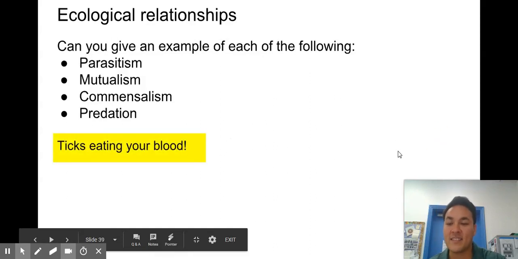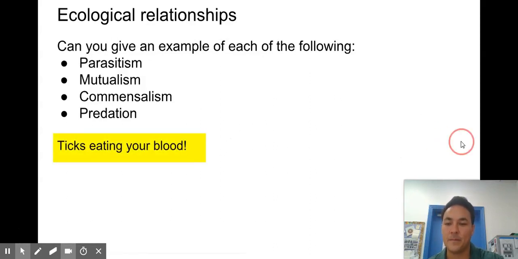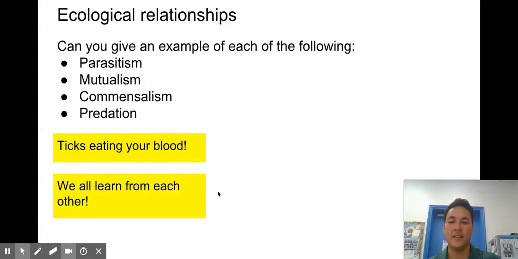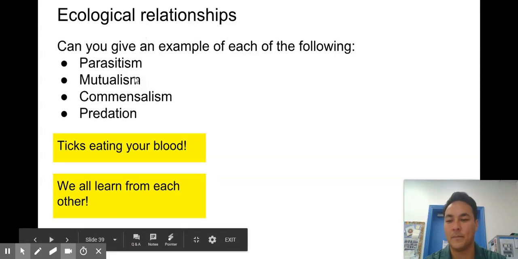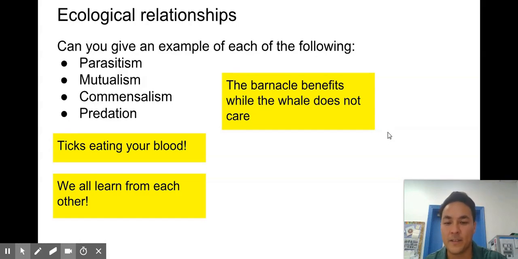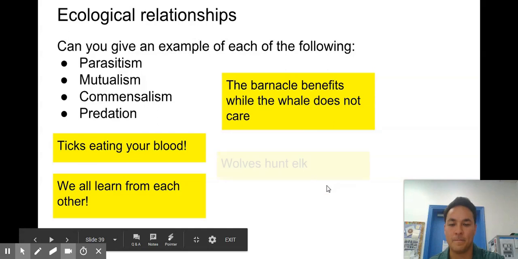So we went over ticks eating your blood. That'd be a parasite. Learning from each other. I'm learning from you. You're learning from me. You learn from each other in the class. That's an example of mutualism. Your friends should all be a mutualistic relationship. Commensalistic, one benefits while the other doesn't, kind of like a barnacle and a whale. Helps the barnacle, the whale doesn't care. And predation, the wolves are hunting the elk.